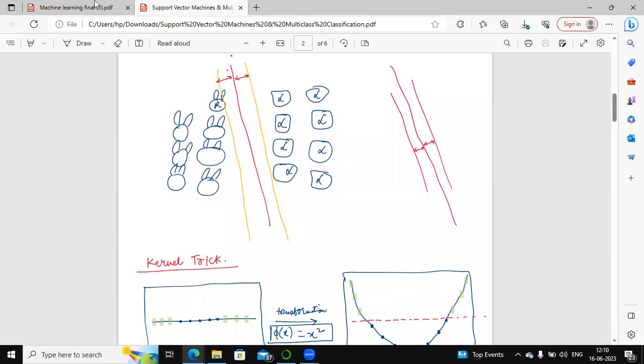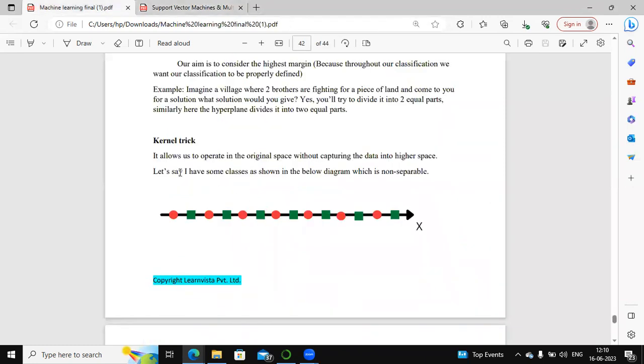Okay. So now let's come to the kernel trick. The kernel trick allows us to operate in the original space without mapping the data into a higher space. So we operate on our data points in the original space rather than mapping the data into higher space. That's our main goal.